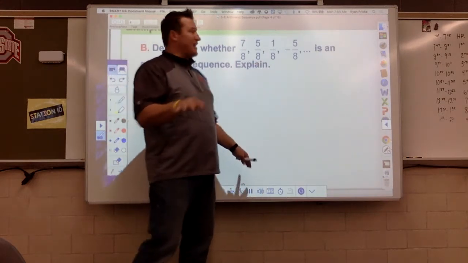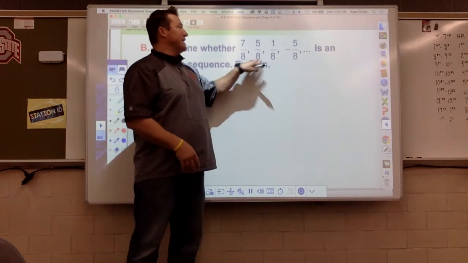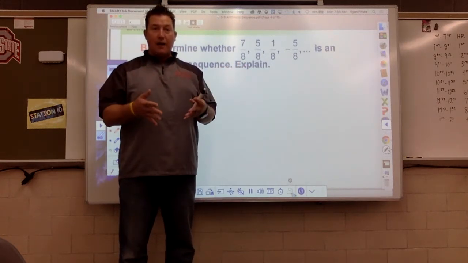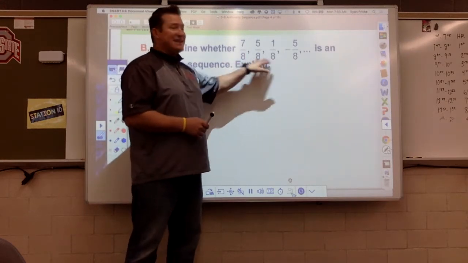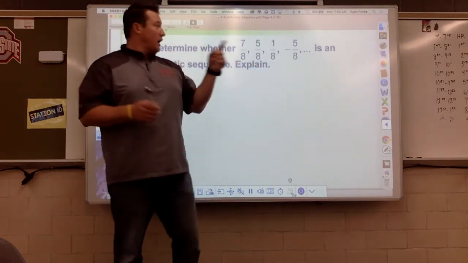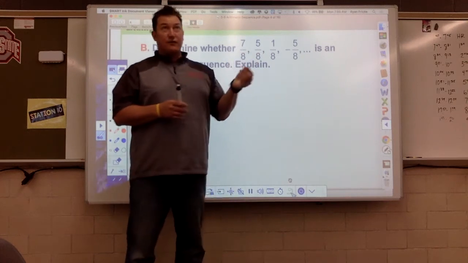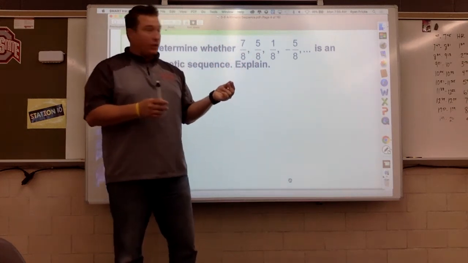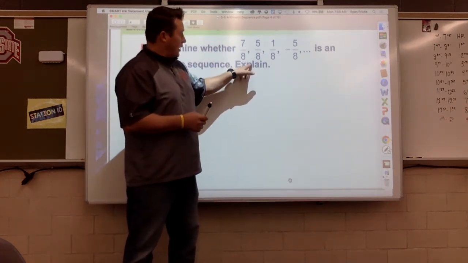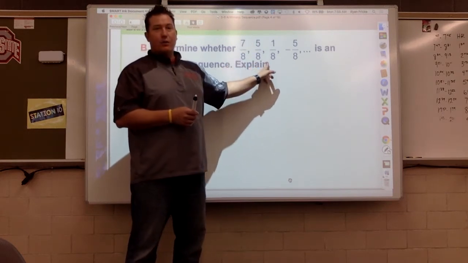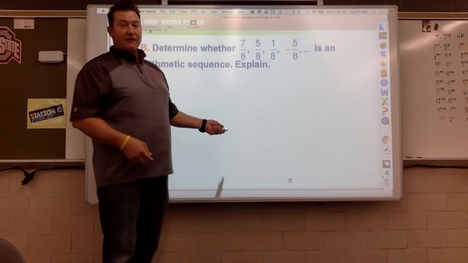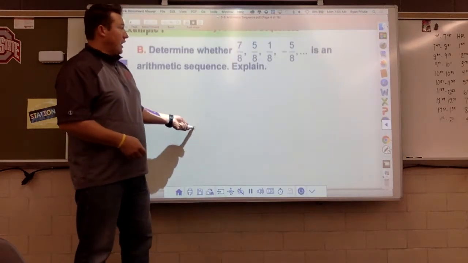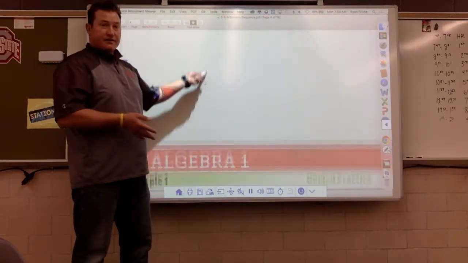This is not an arithmetic sequence. We need the common difference to be common through every term, not just one or two of them. So the instant that we find two different common differences, here we had 1/4, here we had 1/2, we can stop and say, no, we don't have a common difference here, and this is not an arithmetic sequence. Okay?